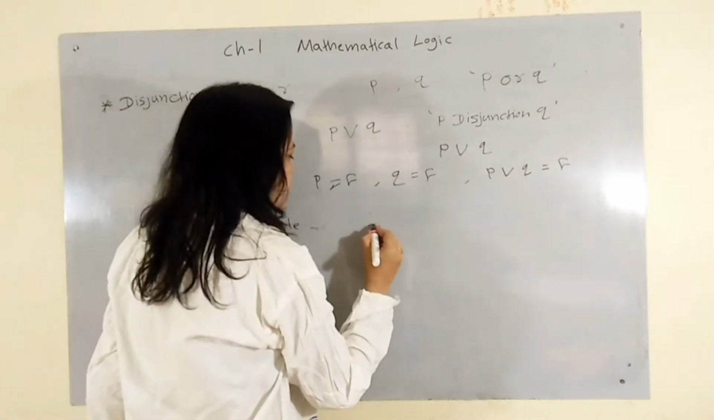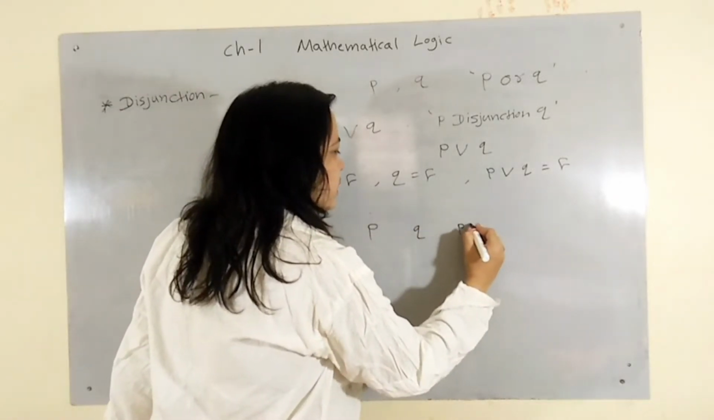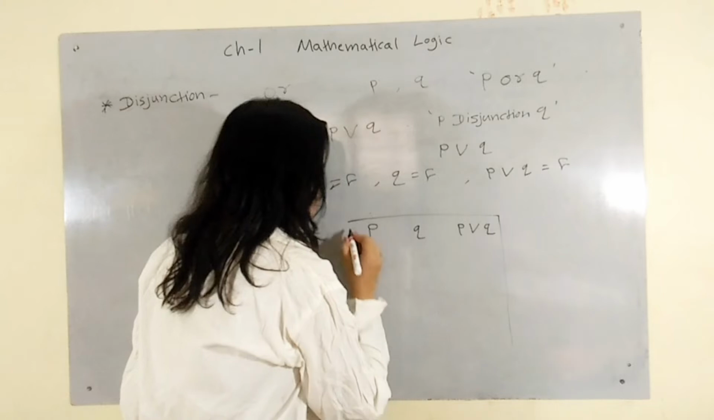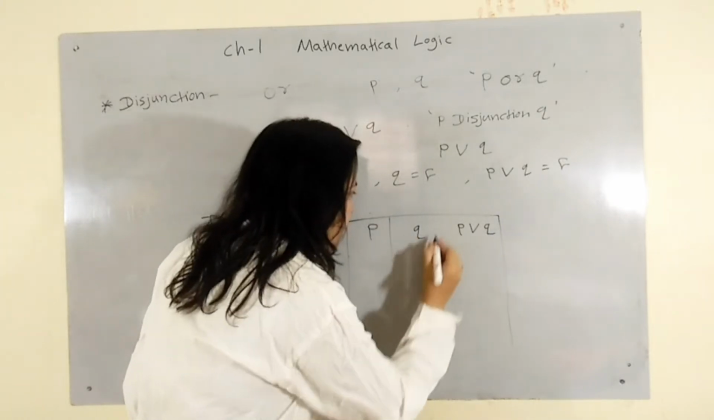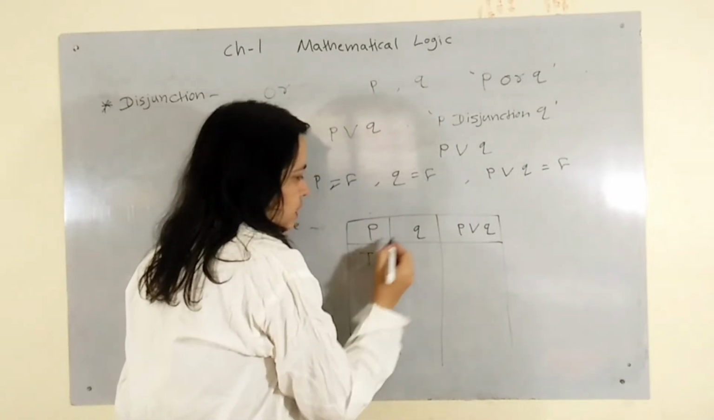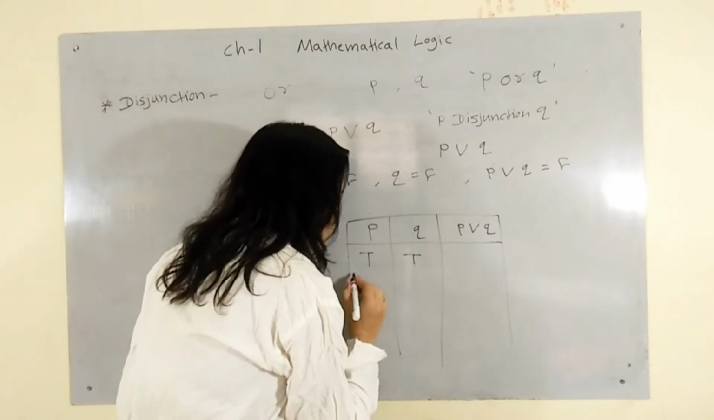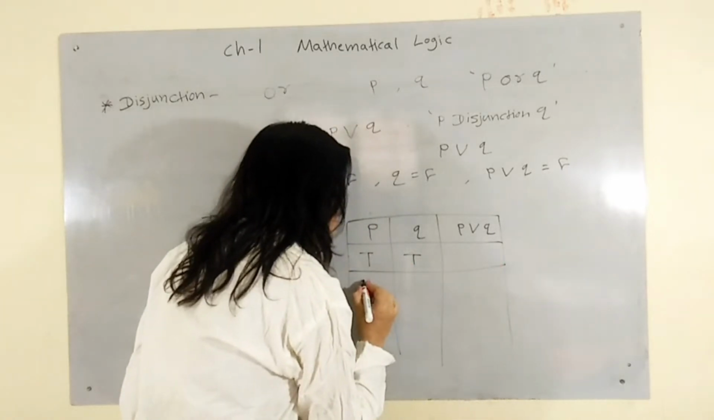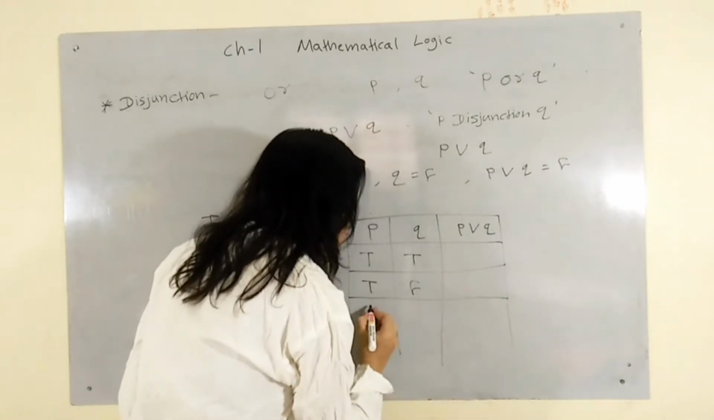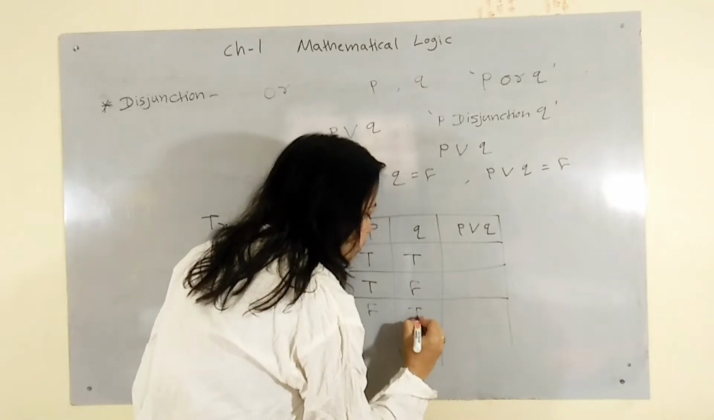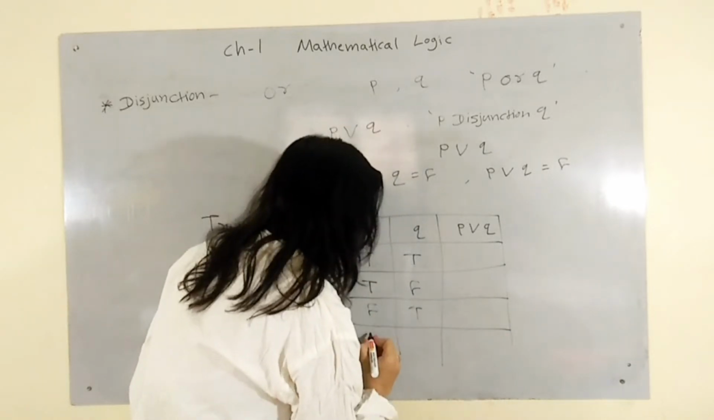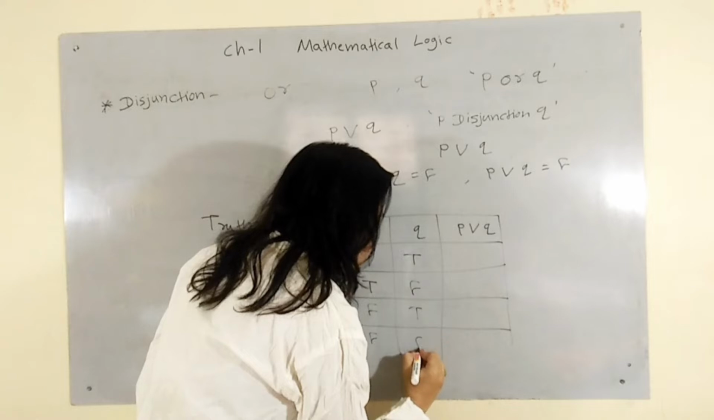Truth table. P, Q, P or Q. Here we are taking different values of P and Q. First, P is true, Q is true. Next, P is true, Q is false. Next, P is false, Q is true. And last value, P is false and Q is false.